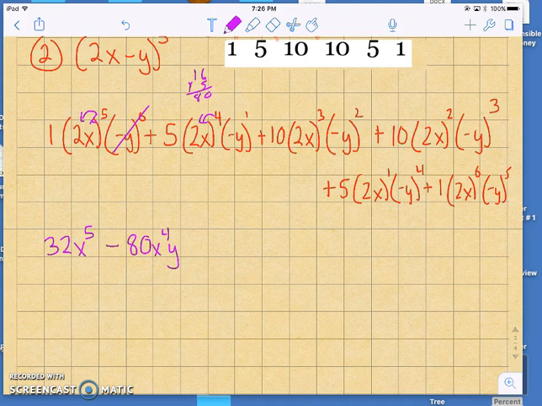So it's going to be minus 80x to the fourth y. Let's see this next one. We distribute that. 2 to the third is 8 times 10. And we have a negative y squared, so that makes a positive. So that's got to be plus 80x cubed y squared. And then this next one, let's see, 2 squared is 4. So we have 40, but it's negative y cubed, so the negative stays. So negative 40x squared y cubed.